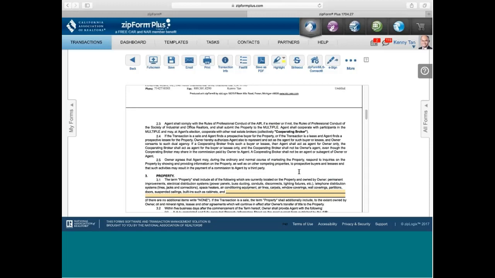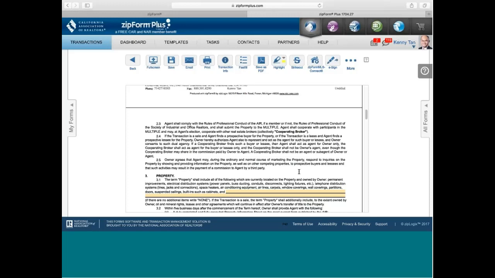If the transaction is a sale and the agent finds a prospective buyer for the property, or if the transaction is a lease and agent finds a prospective lessee for the property, owner hereby authorizes agent also to represent and act as agent for such buyer or lessee, and owner consents to such dual agency. So like the CAR form, the AIR form actually allows dual agency. If the cooperating buyer broker finds a buyer or lessee, then agent shall act as agent for owner only. Cooperating broker shall act as agent for the buyer and lessee only. Okay, straightforward.